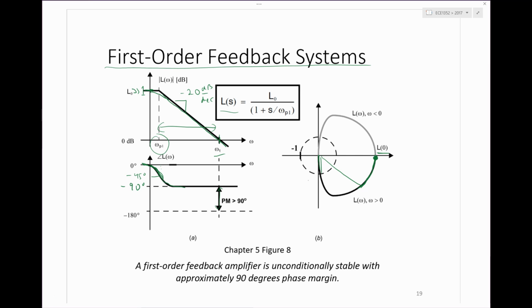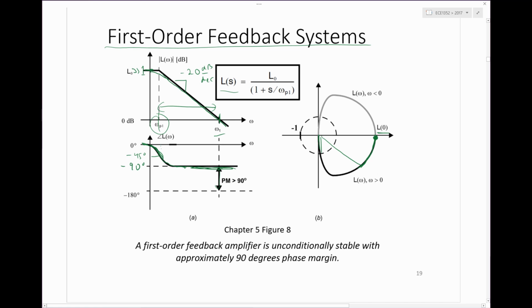Key takeaway points are that the feedback amplifier is always stable with at least, and in the practical case, approximately pretty close to 90 degrees phase margin. Okay? Because if these are far apart, the phase response will pretty much be settled to 90 degrees. So first order feedback systems are not going to be, even for the single stage op amp we're going to talk about, a first order model is not really sufficient to capture some of the important details of that.